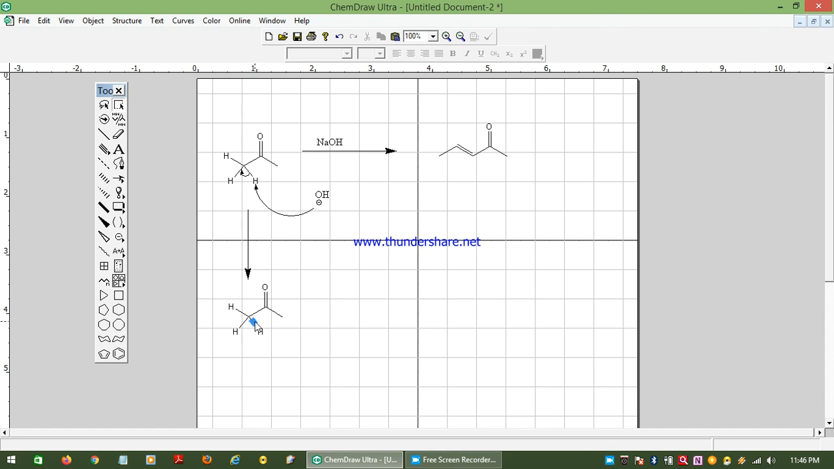You just move your cursor here. Once you get the blue tick, press delete or backspace. Now you have to write which sign here? Negative sign. So just click here and you get negative sign on this. Okay, so likewise you can carry forward your mechanism towards this alpha beta unsaturated ketone.